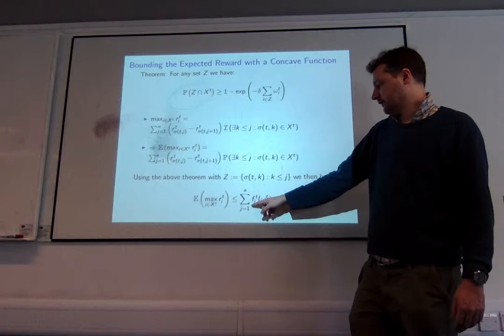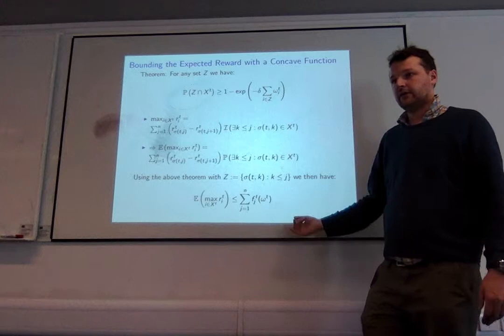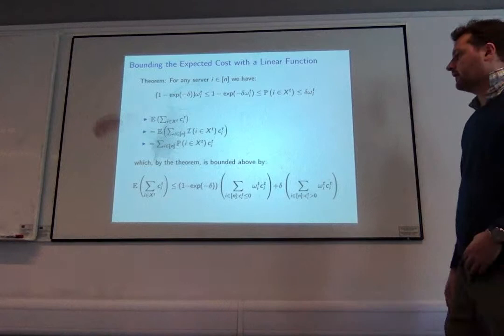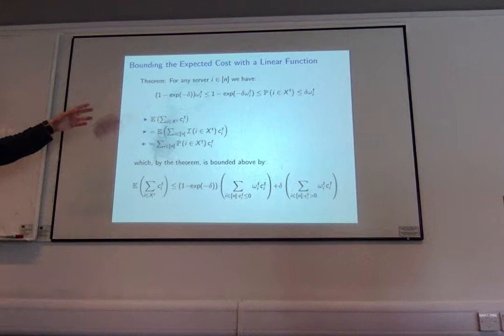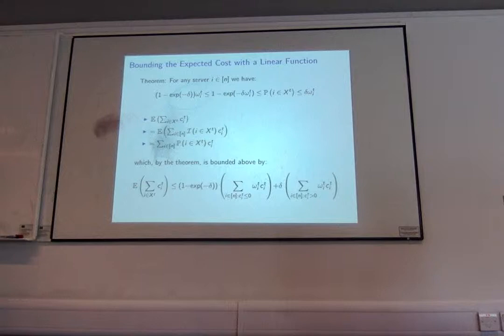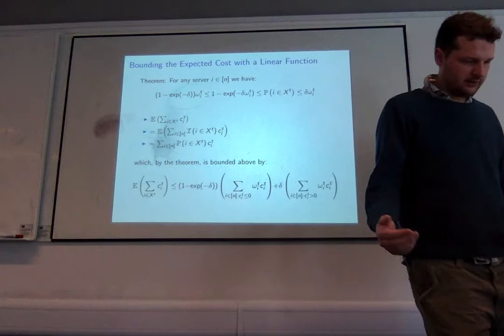These are convex on the set C because it's a sum of convex functions. Okay, so, sorry, concave. So we bound the expected reward with a concave function. We can bound the expected cost with a linear function, which requires two other properties that we said about the algorithm that does the placement. This is easy, it's just a linear function.